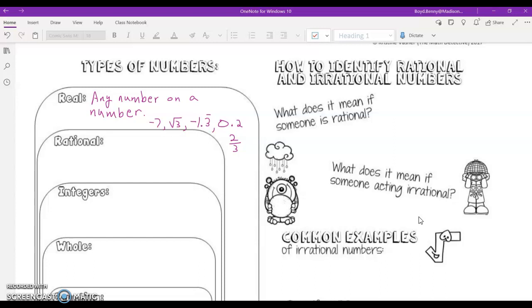Okay, what are rational numbers? Rational numbers are any number that can be written as a fraction. Okay, so that would be like 2/3. It's already a fraction. The number -3 can be written as -3/1. 0.2 repeating can be written as the fraction 2/9, so on and so forth. 1.5 can be written as the fraction 3/2.